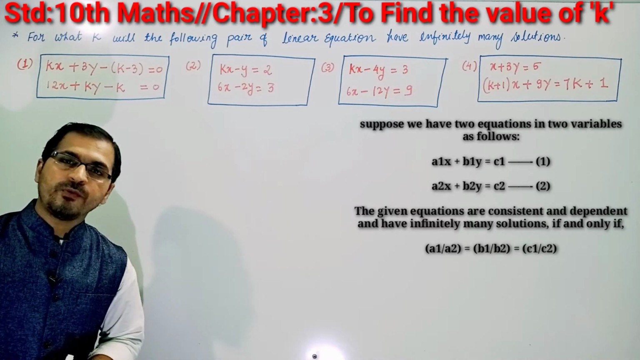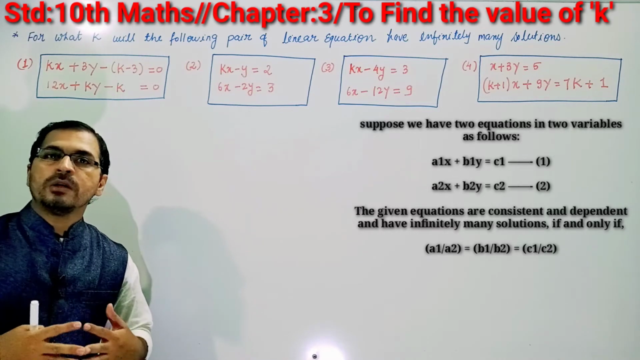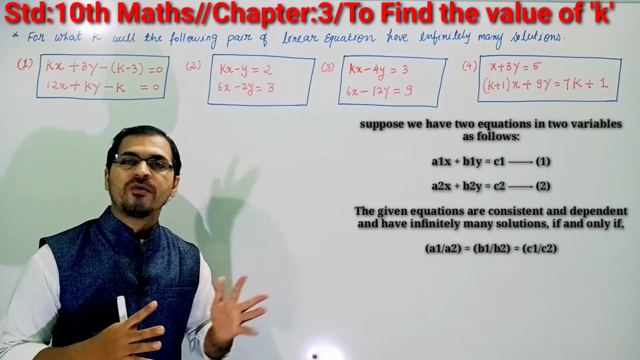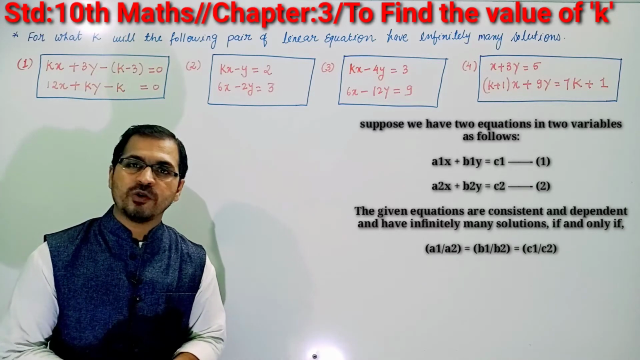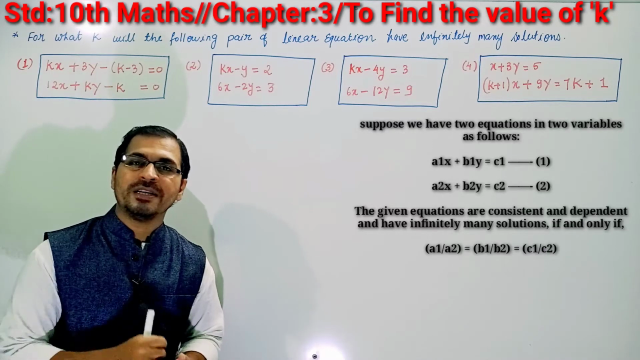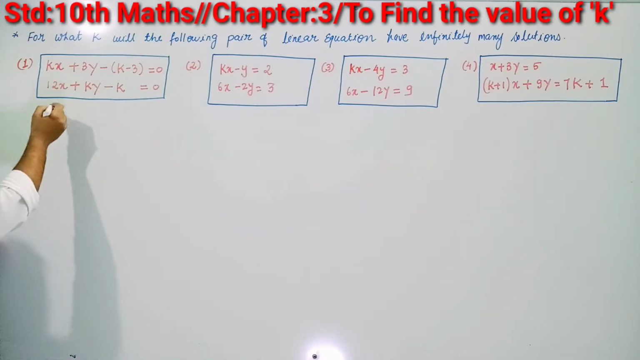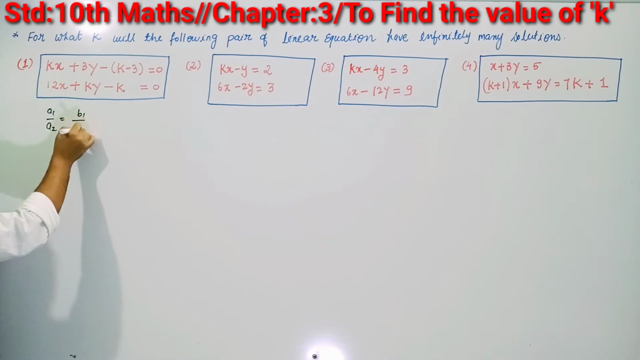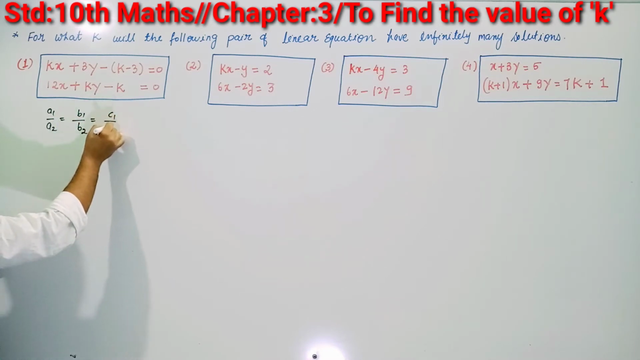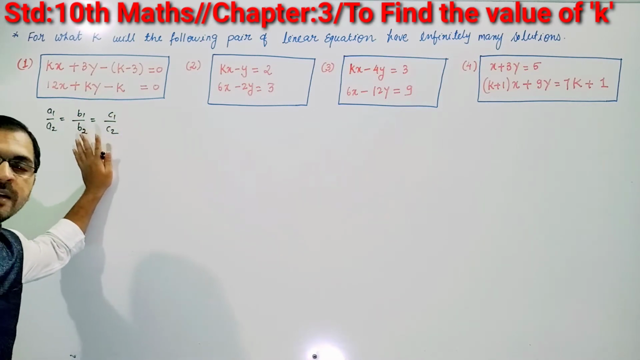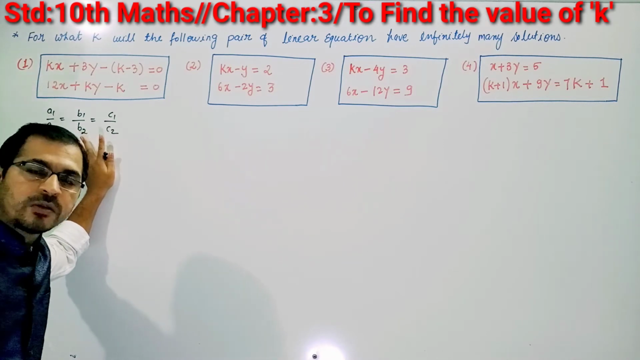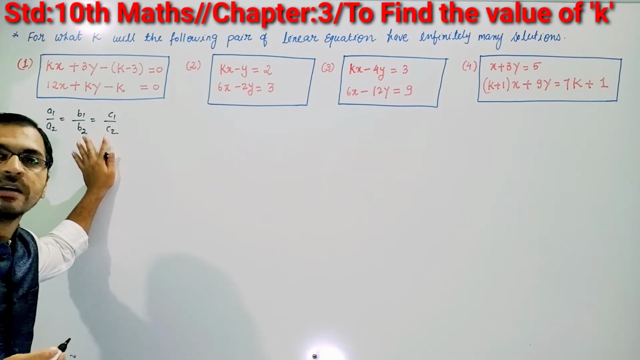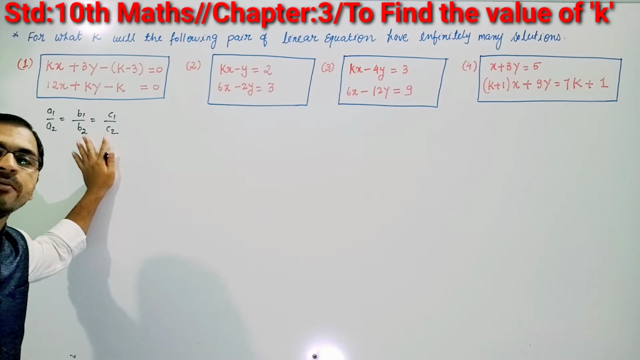If you are given a pair of linear equations in two variables and the condition is that they have infinitely many solutions, you have to keep one condition in mind. That condition is: A1 by A2 is equal to B1 by B2 is equal to C1 by C2. Students, this is the condition from which you can determine that the given pair of linear equations are consistent and have infinitely many solutions.